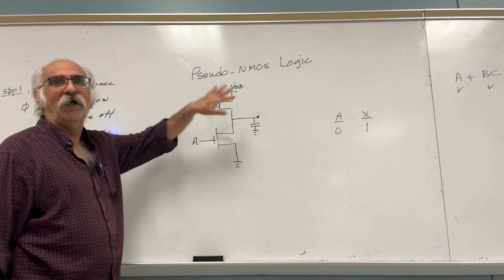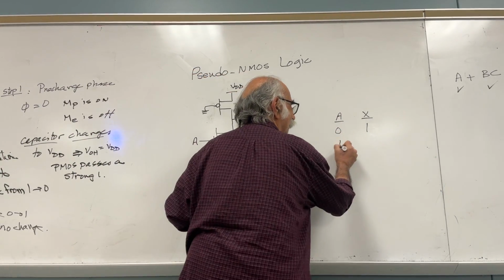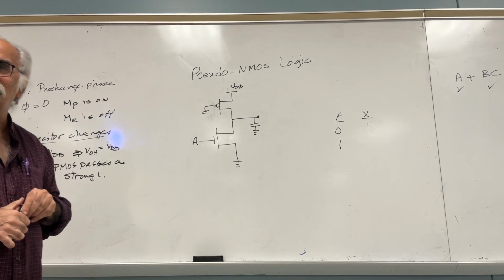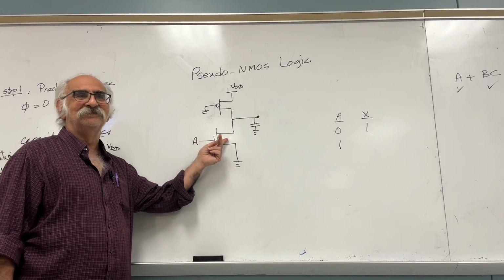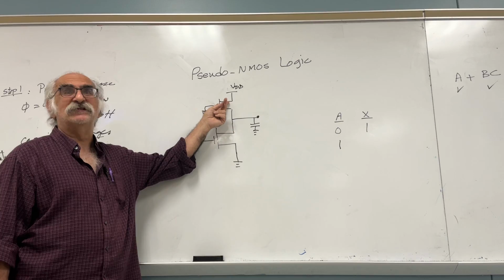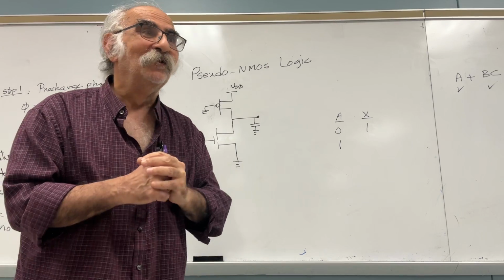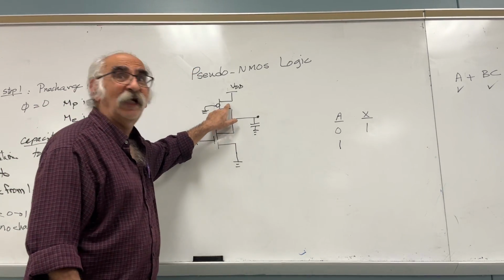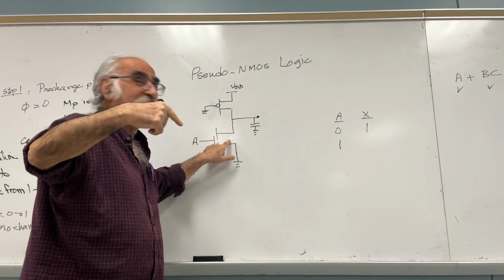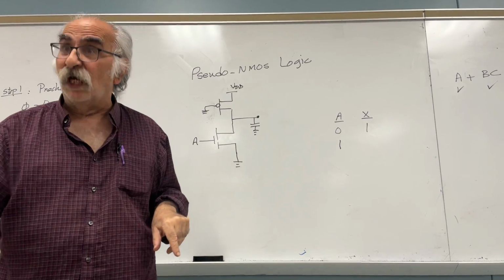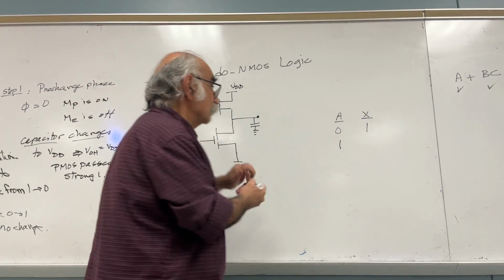Okay, good. Let's not worry about that right now. A is 1. Weak 0. I want you to tell me what is going to happen. Is this one on? Yes. Is this one on? Yes. This one is always on. It's a tug of war. You follow me or not? This one is trying to push it up to VDD. This one is trying to push it down to ground. Who should win? The bigger one.